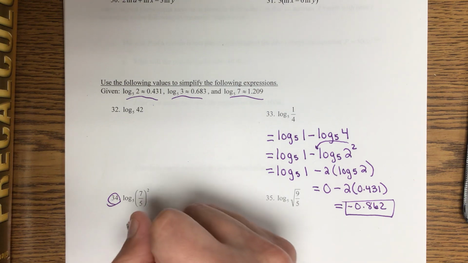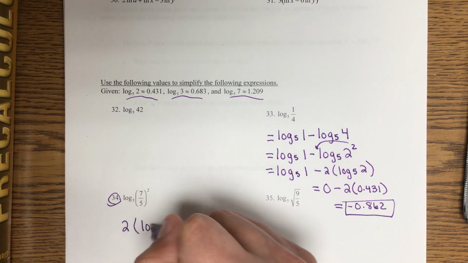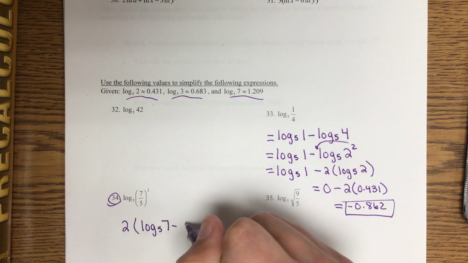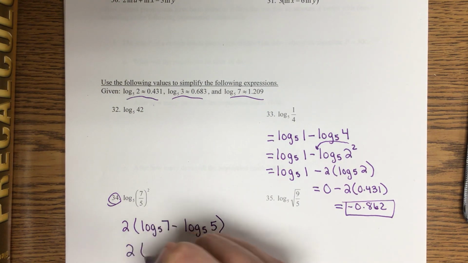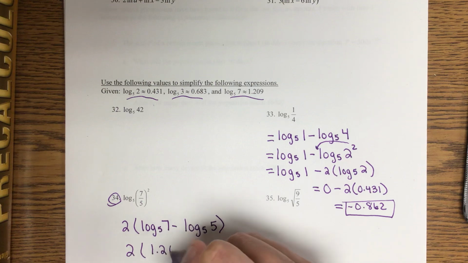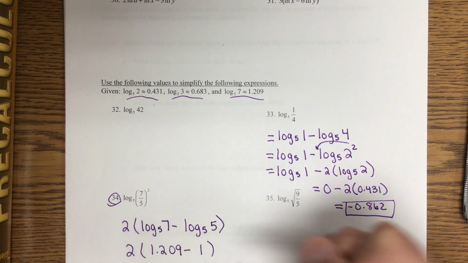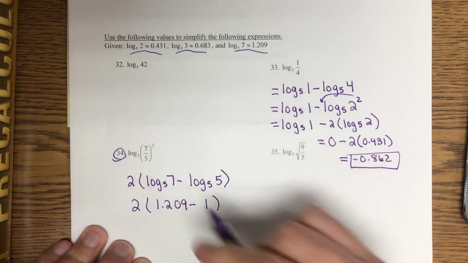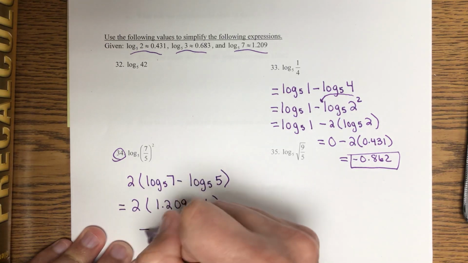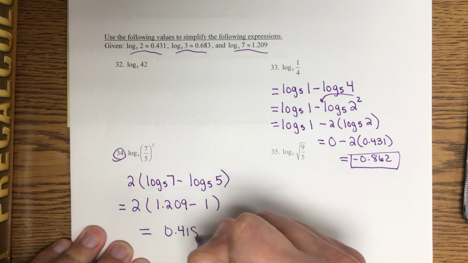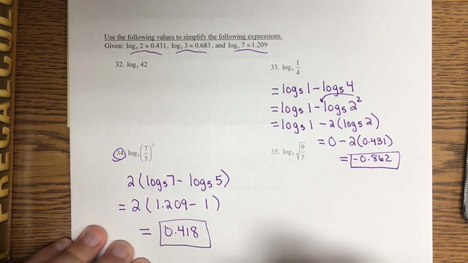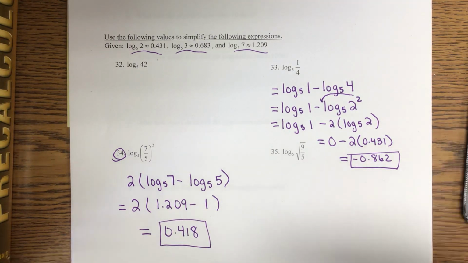For problem number 34, similar idea. This time I'm going to move the power first, but that would be the log base 5 of 7 minus log base 5 of 5. We know that log base 5 of 7 is 1.209, but the log base 5 of 5 is just 1. And so my answer here would be 0.418.